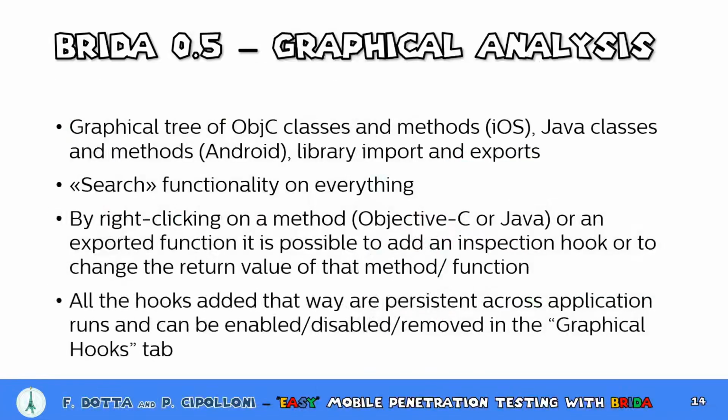The graphical analysis tab was already present in version 0.3 and allows us to analyze classes and functions of the target mobile application and to add inspection hooks that were not persistent across different runs. Now we added a new tab named graphical hooks, and these hooks are persistent and can be enabled, disabled, or removed in the tab.